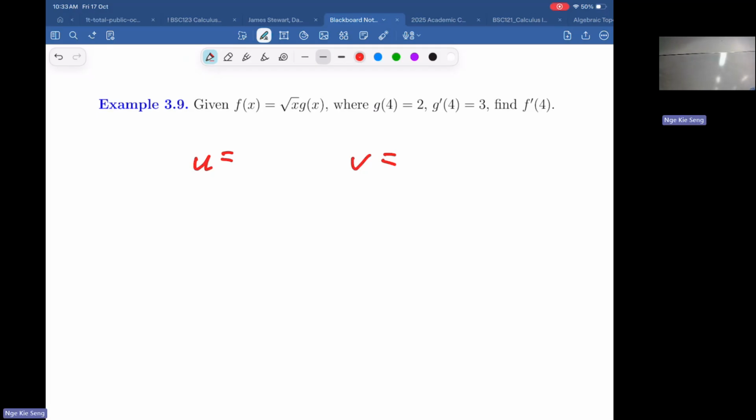Don't know? So you know how to read this function? Well, this is equal to square root of x times g(x). Okay or not? Okay, now better. So what is u? Square root of x. V is g(x). So if we're going to use the product rule, what happens?